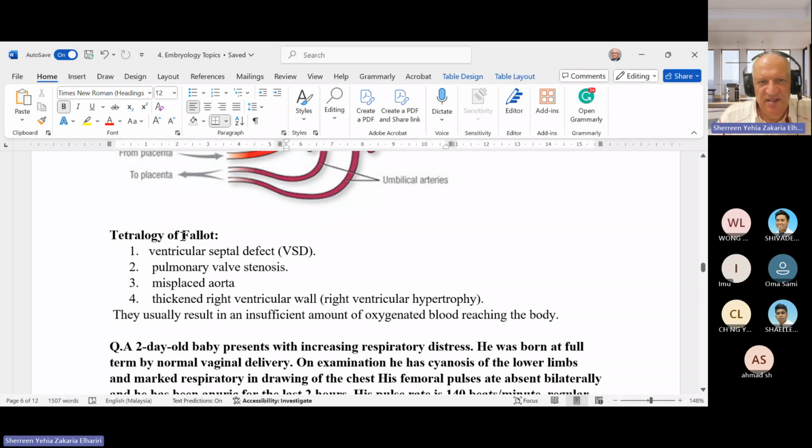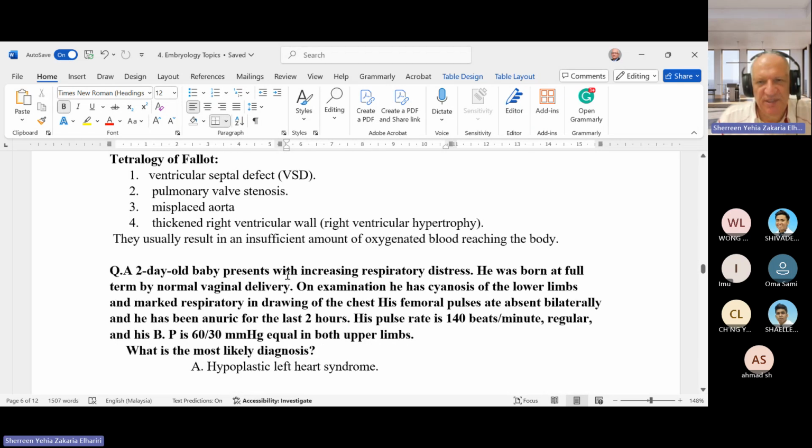Another anomaly you can see is tetralogy of Fallot. Tetralogy means four. So the patient has a ventricular septal defect, pulmonary valve stenosis, pulmonary artery stenosis, a misplaced aorta, and right ventricular hypertrophy. So this is the typical Fallot. If it is not typical, they give you something we call transposition of the great arteries.